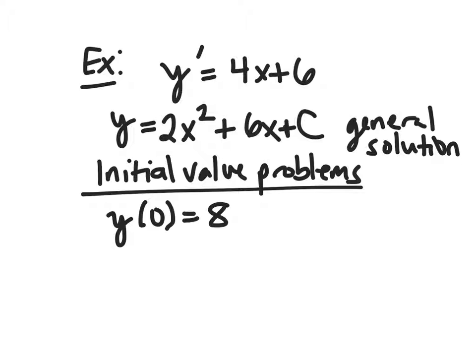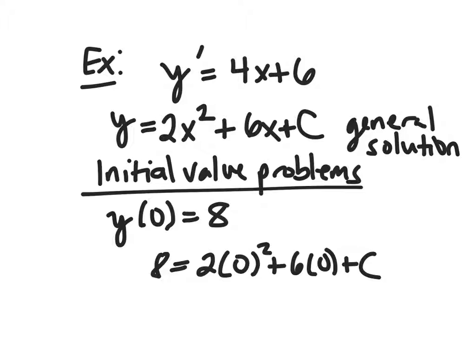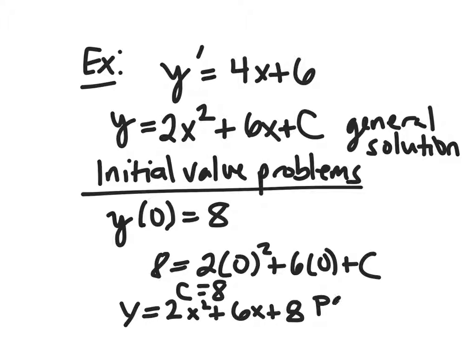Well, what is this specifying? This is telling me, well, I know what y is, right? So if I plug in 0 for x, I get 8. So 8 should be equal to 2 times 0 squared plus 6 times 0 plus c. Well, 0 squared is 0, 6 times 0 is 0. So this is exactly saying that c is 8, right? And so this specifies that y is exactly 2x squared plus 6x plus 8. And this would be a particular solution given this initial value, right?